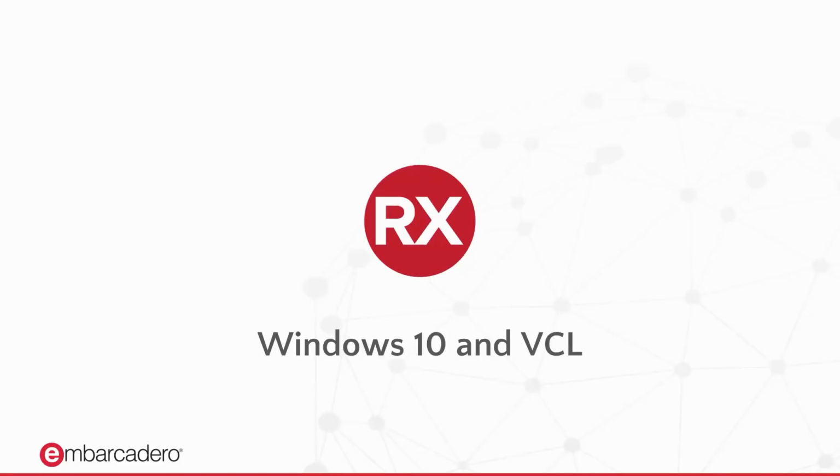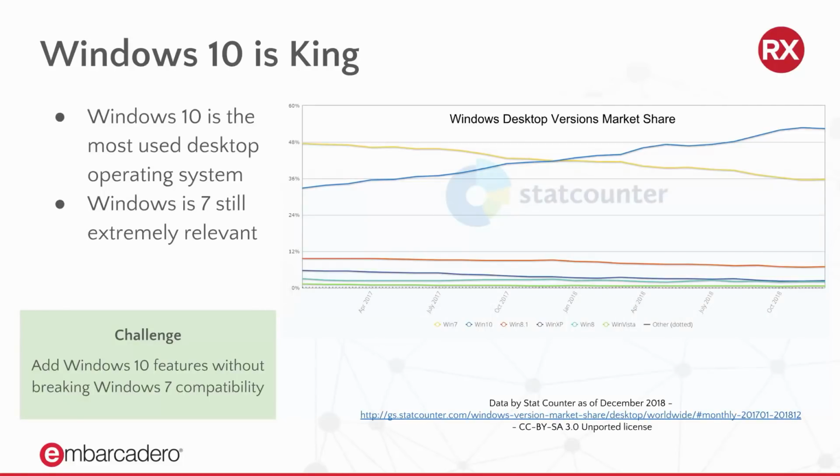Now, let me start focusing shortly on Windows 10 and VCL. Windows 10 is the most used desktop operating system these days. It surpassed Windows 7, although Windows 7 is still extremely relevant, and you shouldn't discard it in terms of target platforms, and I'm pretty sure that's obvious. So the challenge here is how to add Windows 10 feature support without breaking Windows 7 compatibility.